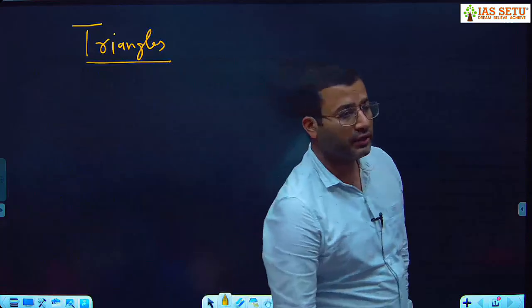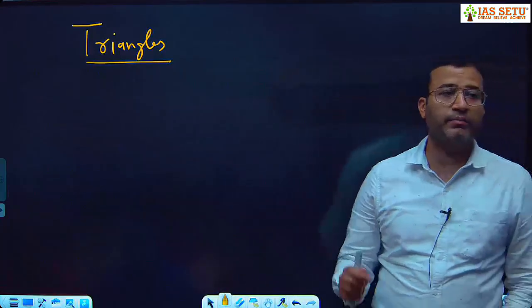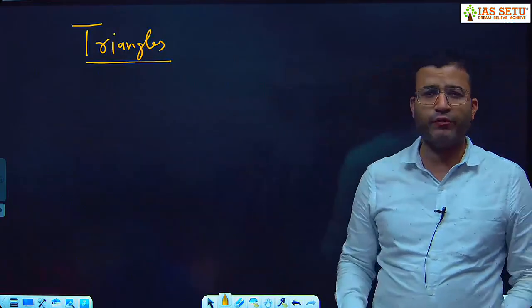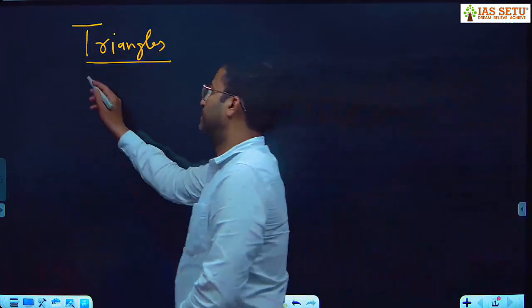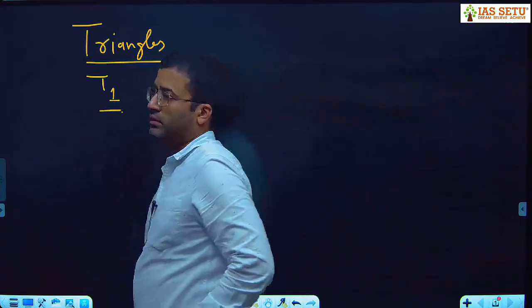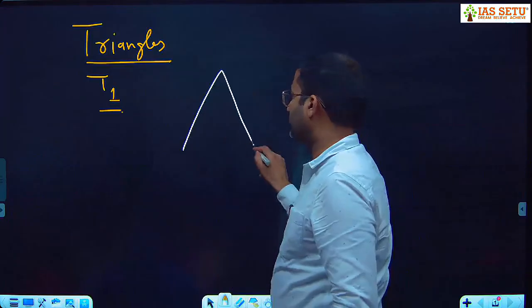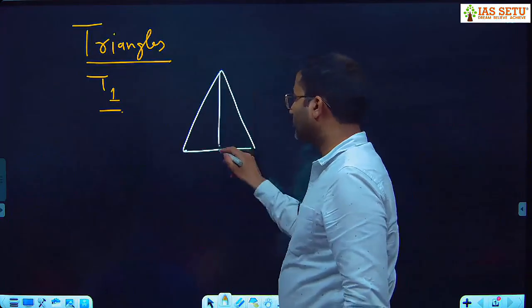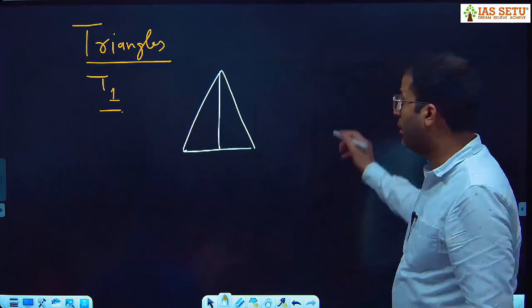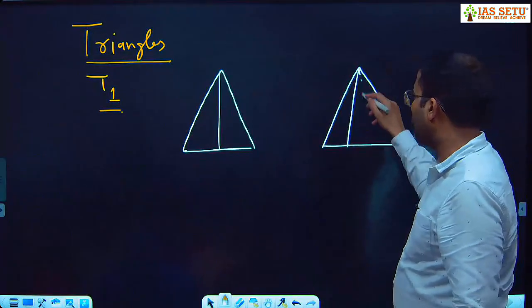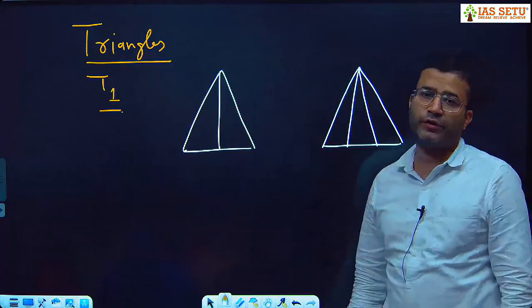So now here in GMA, we will handle number of triangles counting. I take 4-5 types of questions. I start with type 1. Like here, we have this type of figure, and we have to count the number of triangles in the given figure.